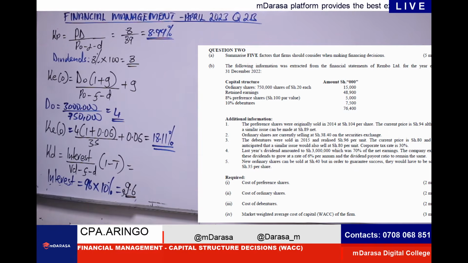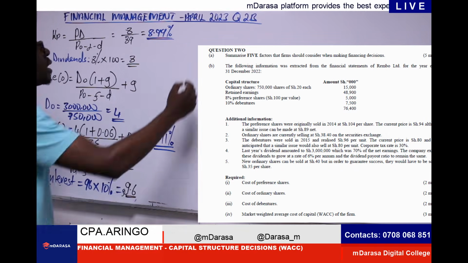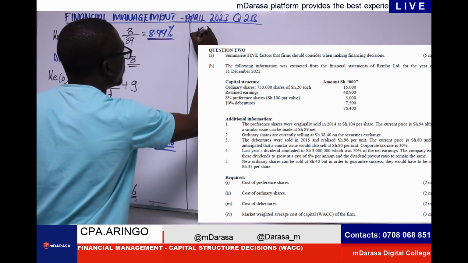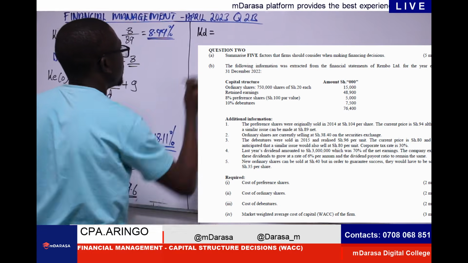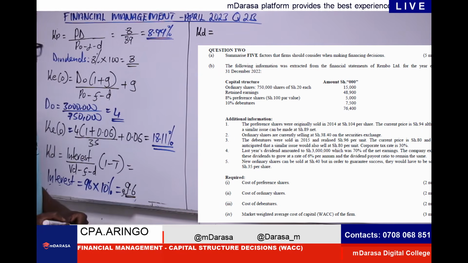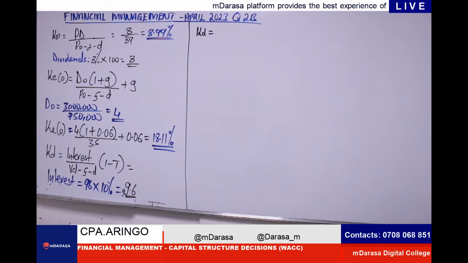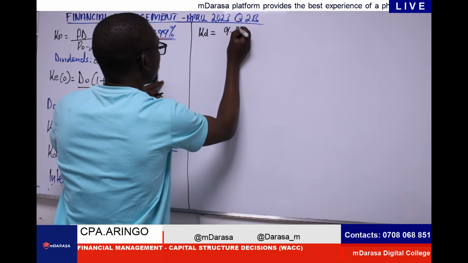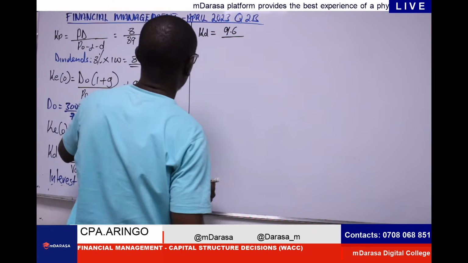So clearly, we can determine our interest component here, and determining our cost of debt with a lot of confidence, I will say that my cost of debt will be my interest, which is 9.6. We're going to divide by the value of the debt.